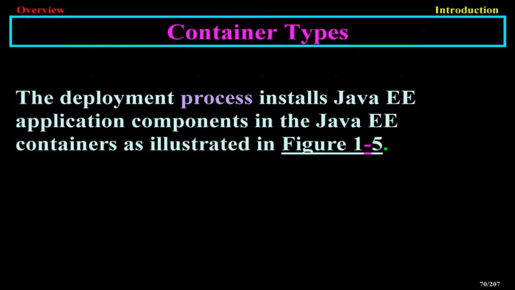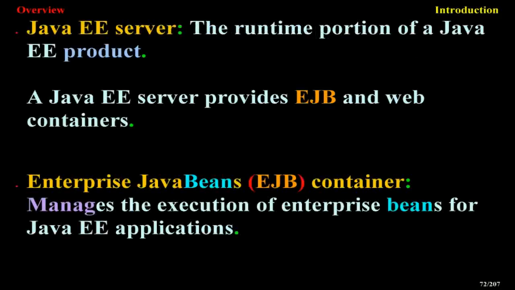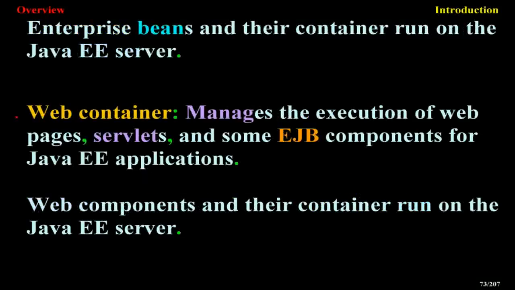Container types. The deployment process installs Java EE application components in the Java EE containers as illustrated in Figure 1-5. Figure 1-5: Java EE Server and Containers. Java EE Server, the runtime portion of a Java EE product. A Java EE Server provides EJB and web containers. The Enterprise JavaBeans (EJB) container manages the execution of Enterprise Beans for Java EE applications. Enterprise Beans and their container run on the Java EE server.